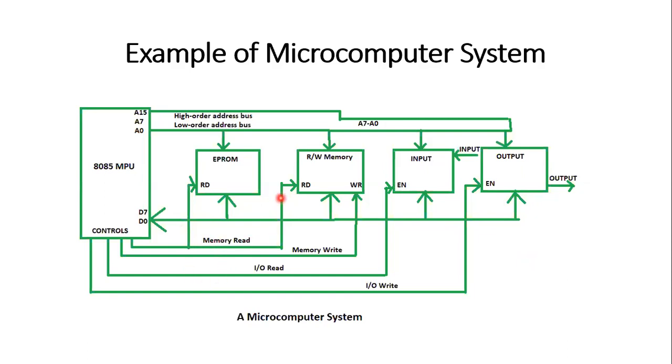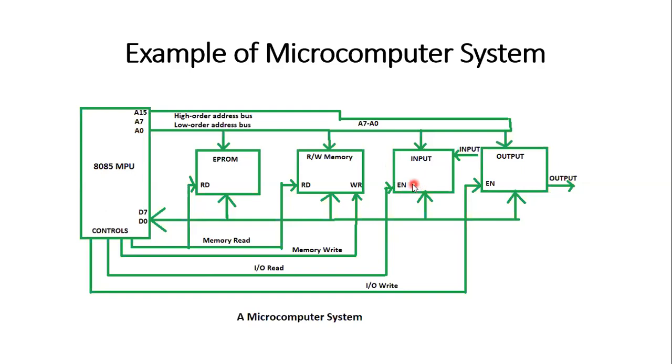So memory read is one control signal, then memory write is another control signal, then IO read is a control signal, and IO write is a control signal. These are the four control signals used by the control unit of the MPU. So the MPU communicates with only one peripheral at a time by enabling the peripheral through its control signal. In order to read the data, the control signal is IO read, which enables the input device.